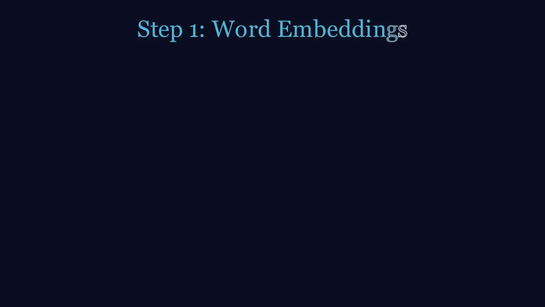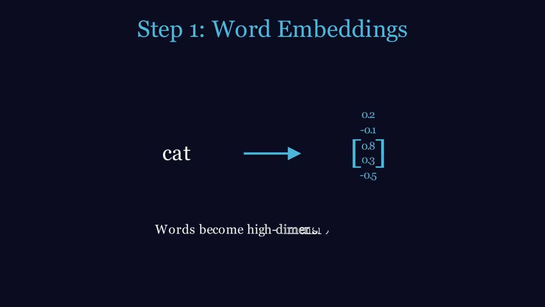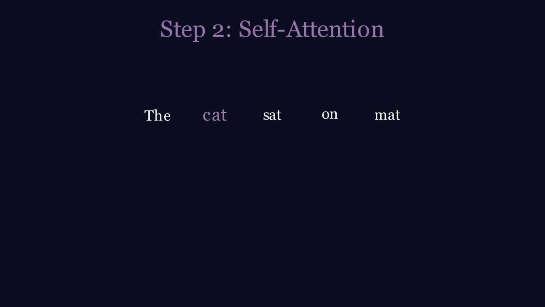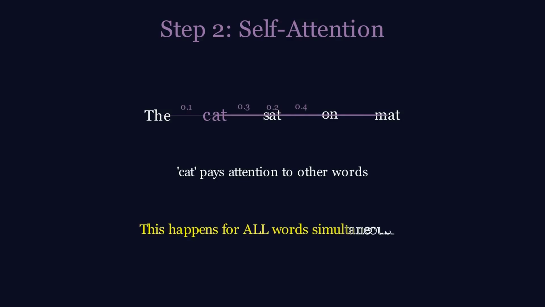Step 1, word embeddings. First, words become high-dimensional vectors. For example, the word cat becomes a list of numbers that represent its meaning in mathematical space. Step 2, self-attention. Next, the model uses self-attention. The word cat pays attention to other words with different strengths.